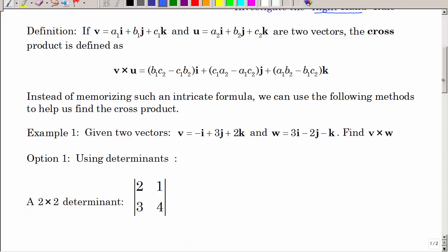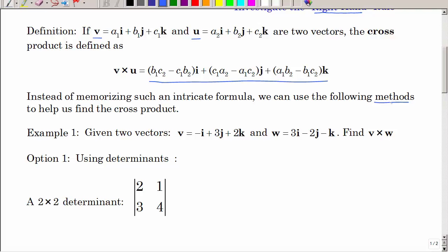Well, let's define the cross product. If we're given two vectors, v and u, the cross product is this fun-filled formula. Looks pretty scary. I've been teaching for over 30 years and I don't think I've ever used that formula, because why would you memorize it when we can use some different methods that are much easier. So we're going to go through the two different methods, and then you choose which one you are most comfortable with.